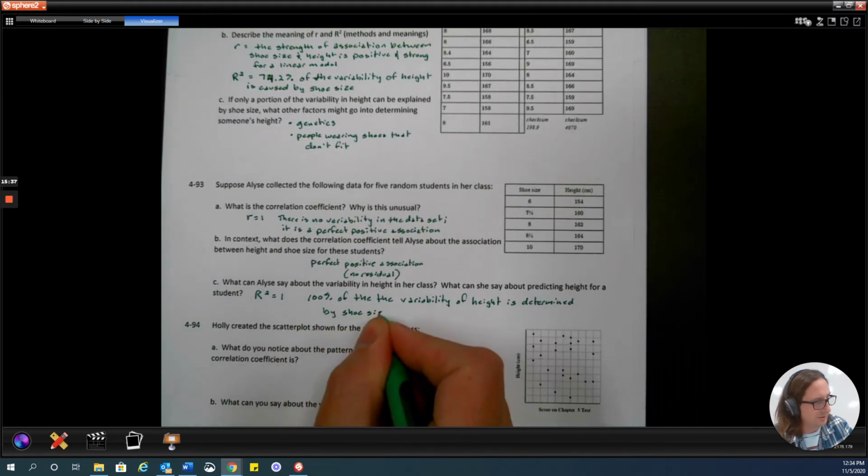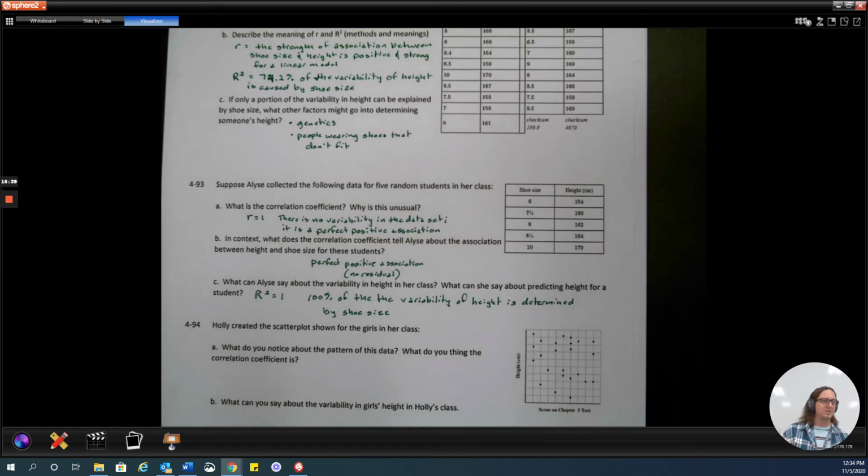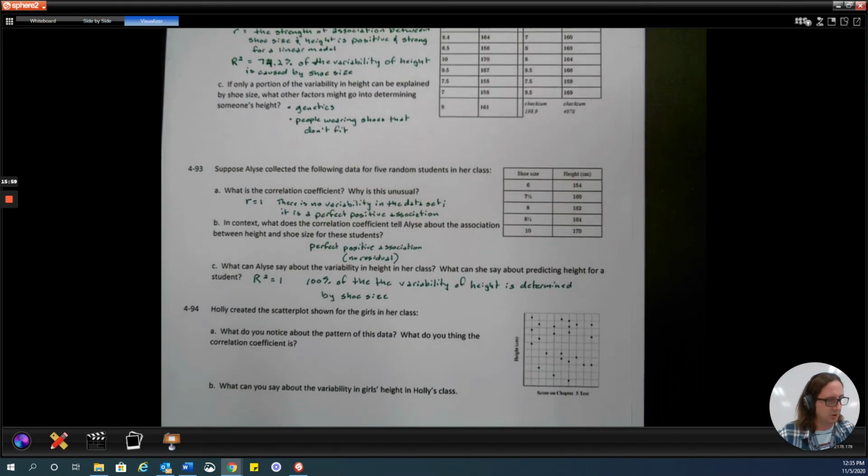Which is ridiculous. There's no way that your shoe size would tell you how tall you are. That's crazy, because we all know of somebody else who has the same size shoe that we do, but is a different height than us. So she probably just didn't get enough data to put in there, because there's no way that your shoe size will explain how tall you are.